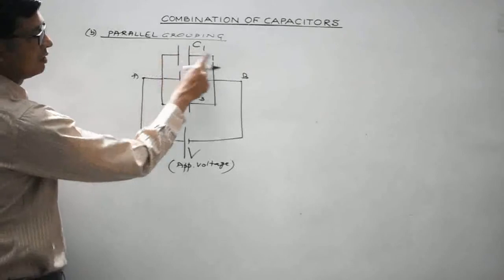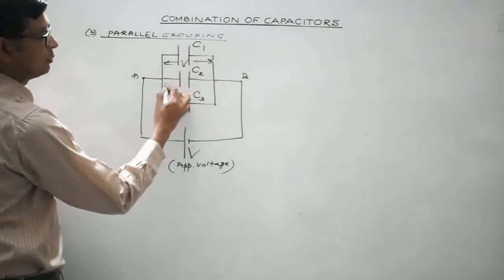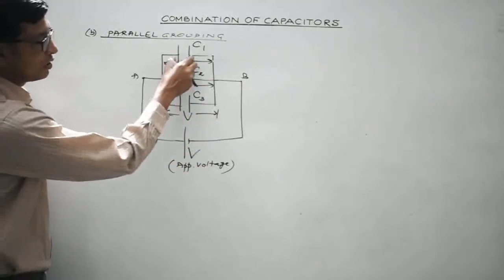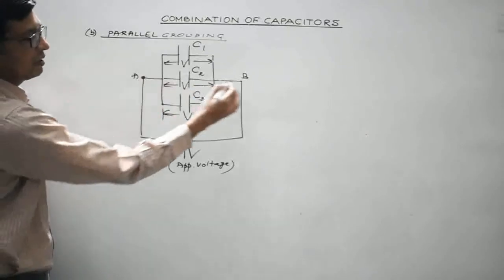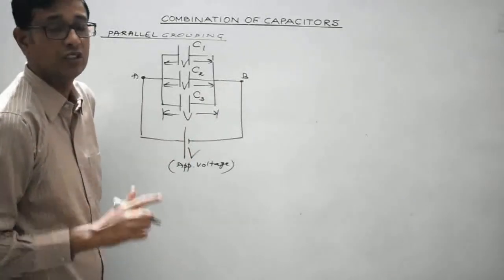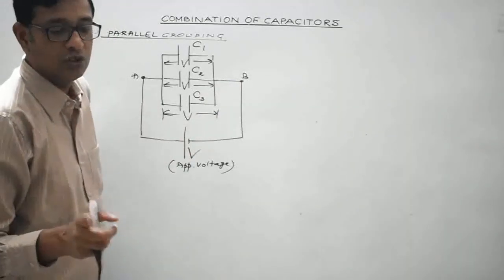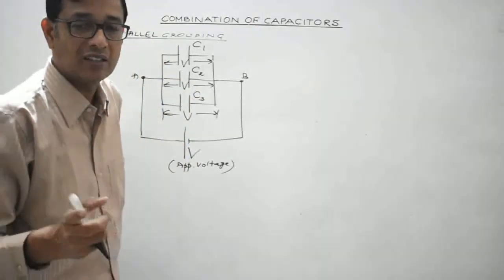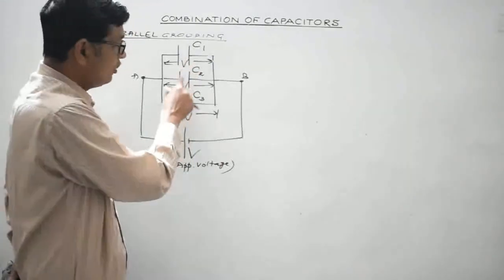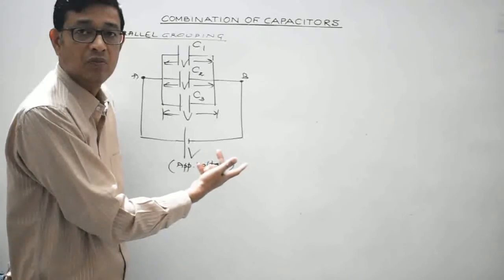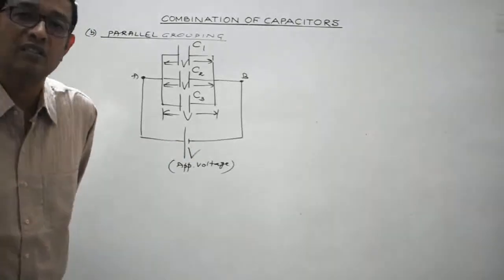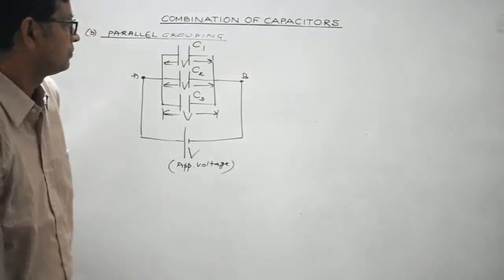So the PD across C1 is also V. The potential difference across C2 is V, and across C3 it is also V. Why? Because the plates of each of the capacitors are connected between the points A and B, and the voltage is applied also across A and B. So this is a very, very important statement. Two or more capacitors are said to be connected in parallel only if the potential difference across the plates of each of the capacitor is same as that of the applied voltage. That is when the capacitors are said to be connected in parallel, right?